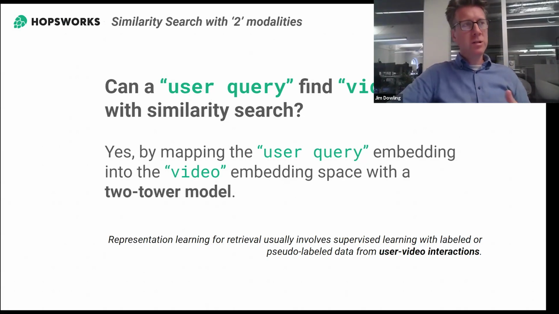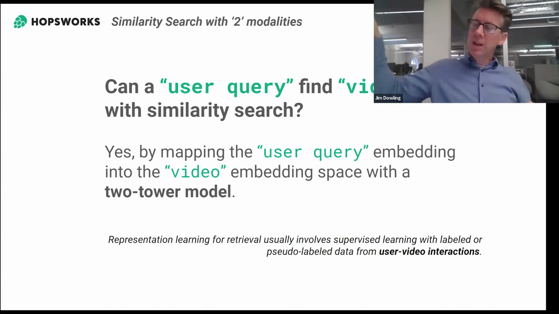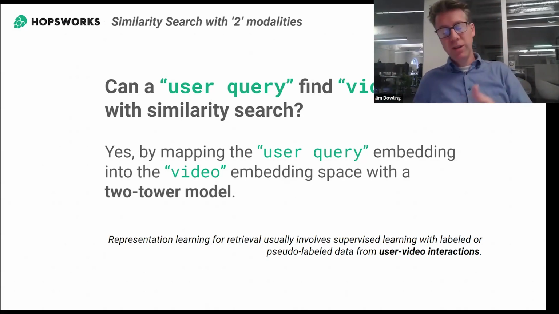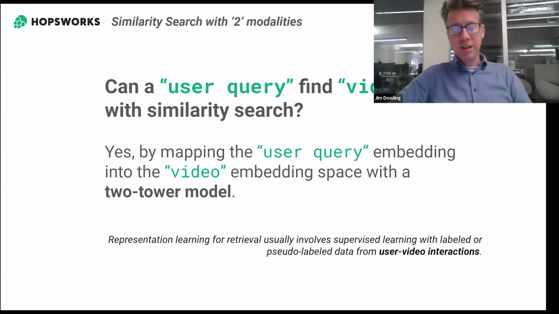We want to have the user's history in TikTok, and then we have the database of videos, and we want to say, okay, the user had this history. This is what's popular and trending at the moment. What should I recommend? There are two different modalities. So can a user query find videos with similarity search? It's a very counterintuitive idea.